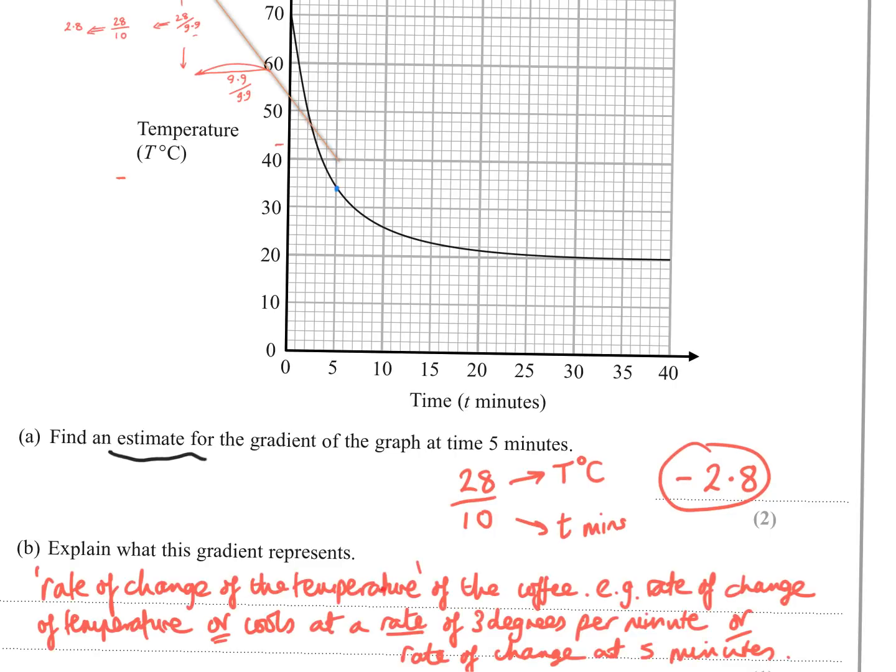So there's the explanations for you. We've got rate of change of the temperature of the coffee, e.g. a rate of change of temperature, or cools at a rate of, and you can say 3 because it's just a rough estimate, you can put 2.8 in there if you want, a rate of 3 degrees per minute, or a rate of change at 5 minutes because it was at the 5-minute mark. And the mark scheme does allow anywhere between negative 3.5 and negative 2.5. Okay, so anywhere in that interval, and it's probably going to be an interval where it's allowed to be those values. So we'll just go with something like so. So anywhere between negative 3.5 and negative 2.5 inclusive.